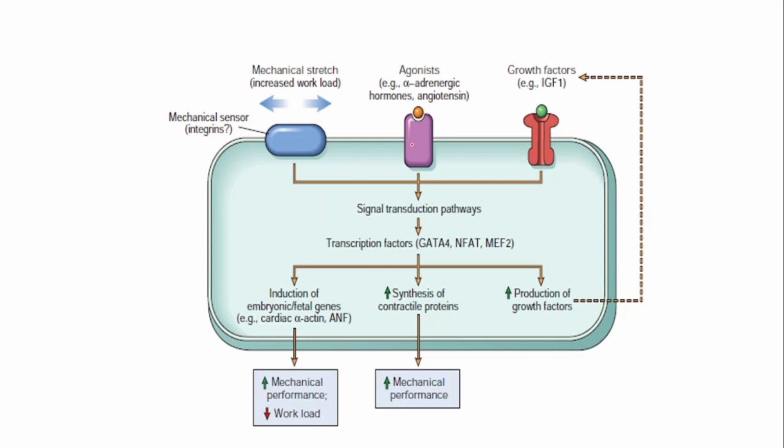So this is the pathogenesis of hypertrophy, where there is a combined action of mechanical sensors, agonists, and growth factors. All of these lead to the activation of various signal transduction pathways, and these signaling pathways will activate the transcription factors. Here it is GATA4, NFAT, and MEF2, that is nuclear factor of activated T cells, and MEF2 is myocyte enhancing factor 2. All of these transcription factors lead to increased synthesis of proteins and growth factors, which finally leads to increased mechanical performance, leading to hypertrophy.